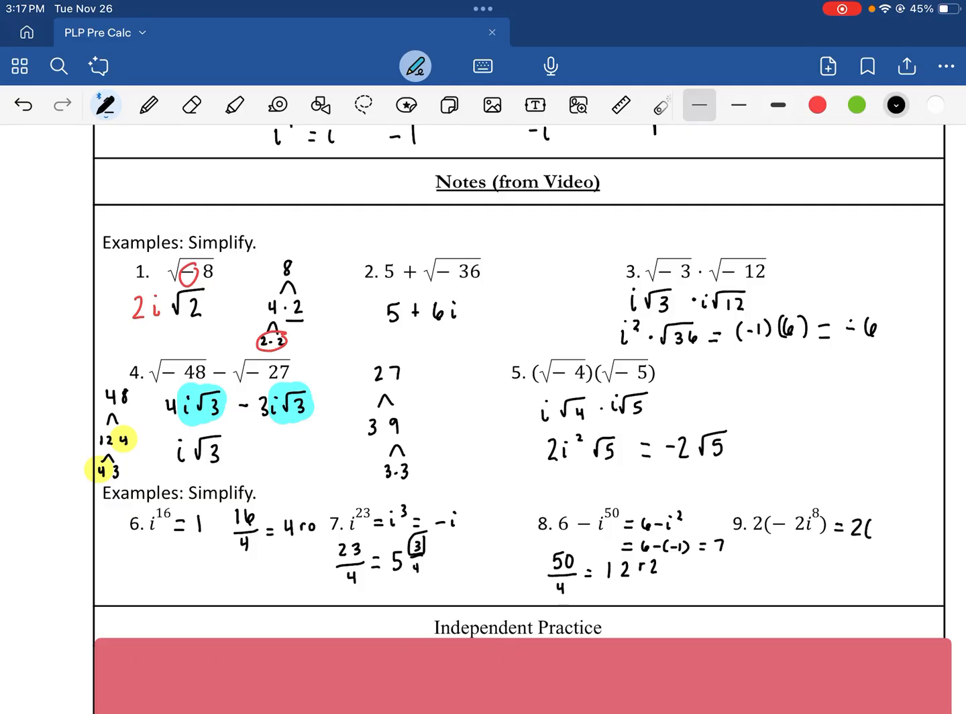And on 9, we've got 2 times negative 2, and then I to the 8th power. 8 divided by 4 is 2 with no remainder. So whenever we had a remainder of 0, our value here is just a 1. 2 times negative 2 gives you negative 4.